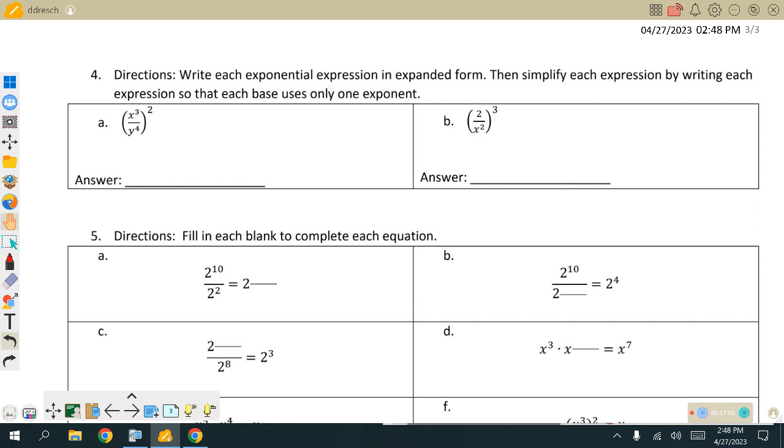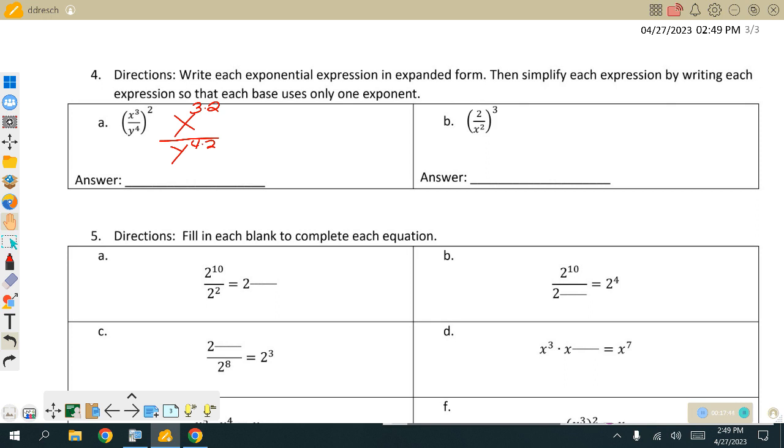On the number A with the exponents there, we're going to multiply them. Because we have a numerator and denominator this time, we have to multiply in both parts. What do I mean by that? X is going to be 3 times 2, and y is going to be 4 times 2. Both the numerator and denominator, you have to make sure you multiply those powers by 2.